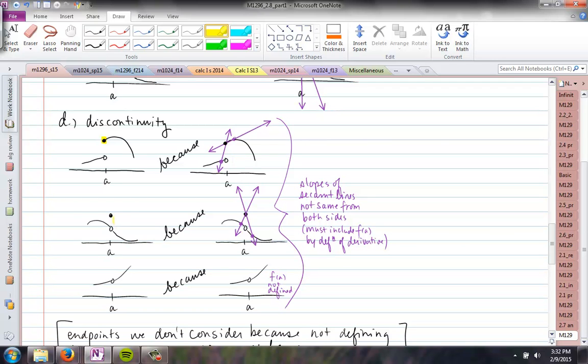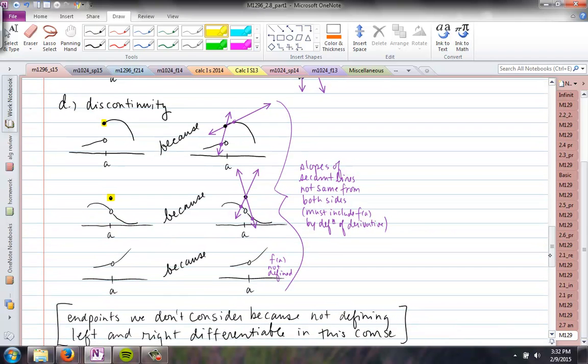This next scenario, we have a removable discontinuity. F of a exists, but notice that when we include f of a, when we determine the slope of the secant lines from the left and the right, they're not going to agree. And they approach some infinity thing, which is really weird. So that limit will not exist as x goes to a.